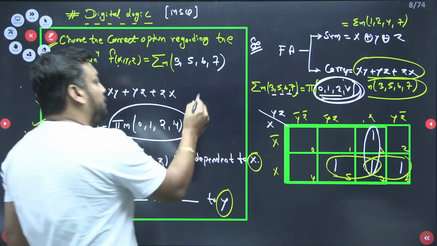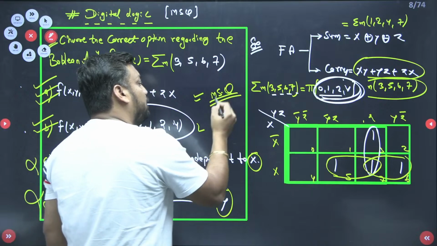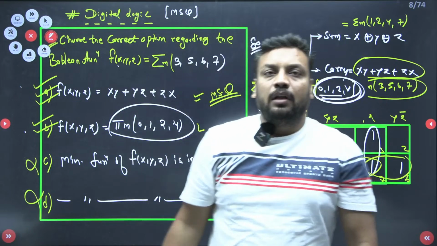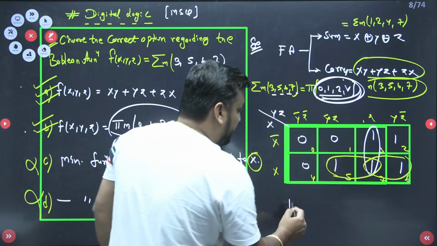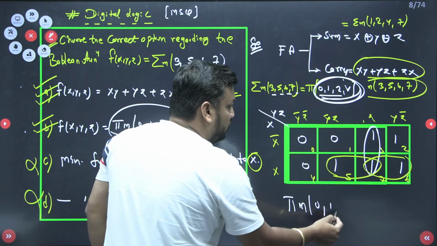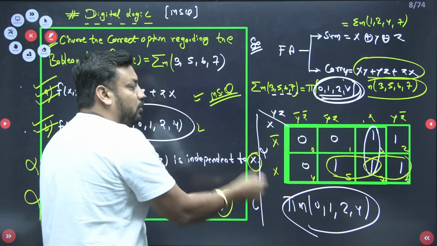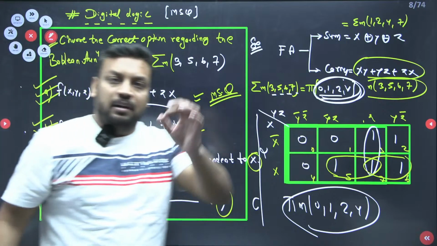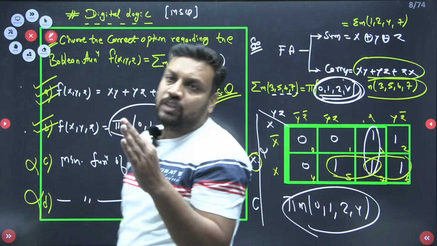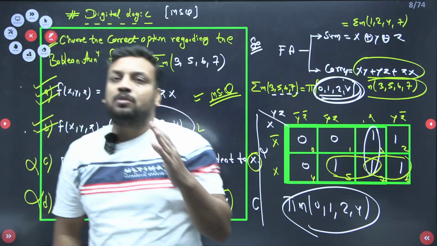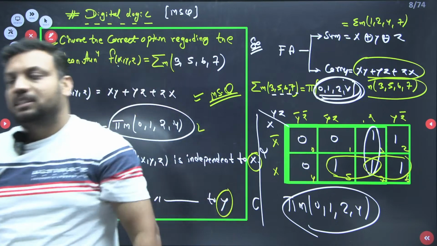It means options A and B are both correct, because it is an MSQ question, multiple select question. And you can even fetch it from here also. Here is 1, so here is 0. So you can write the pi m form also from here. It will be 0, 1, 2, 4, exactly the same. However, this is not required; it is direct. What I want from my students is that you should solve this question using the full adder concept. You need to remember the full adder carry expression as well as the sum expression.